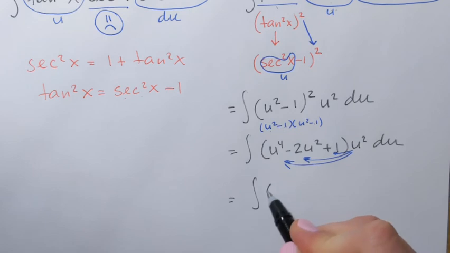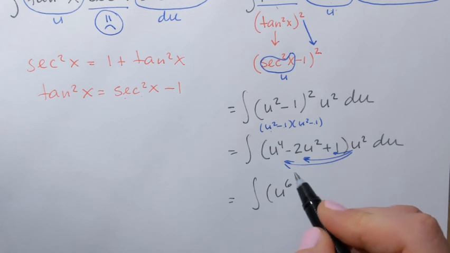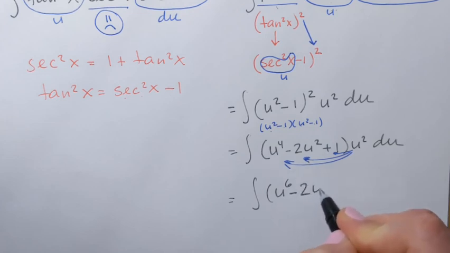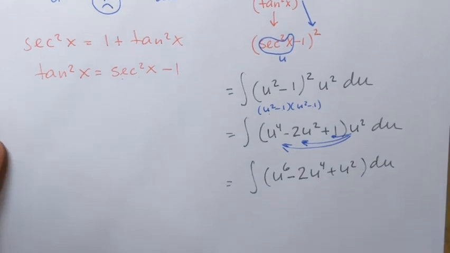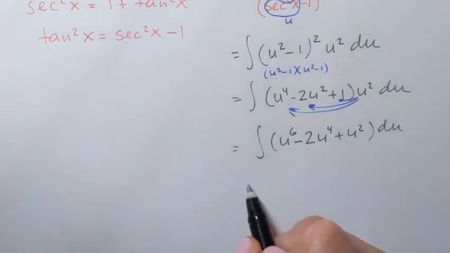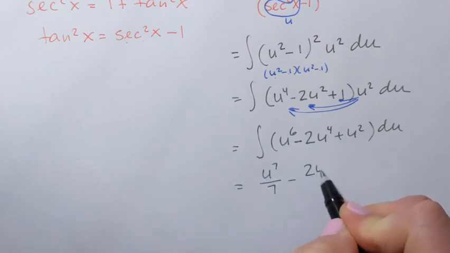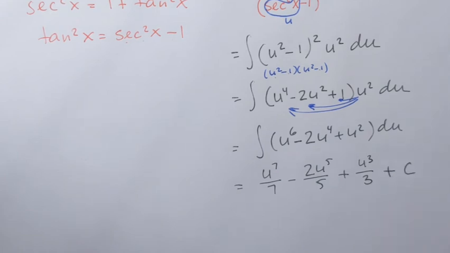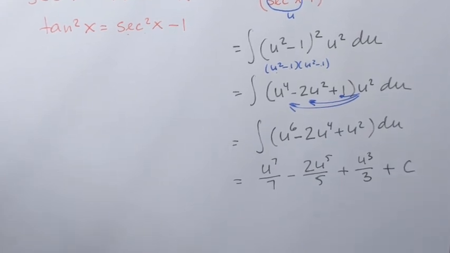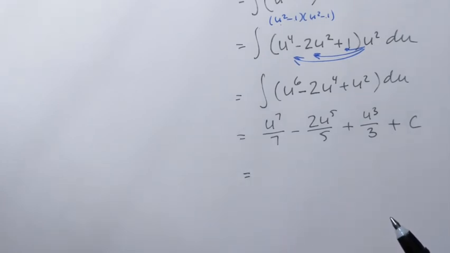So my expression is u to the sixth power. Remember, when I multiply, I have to add powers. U to the sixth power minus 2u to the fourth power plus u squared du. And that is a polynomial that I can easily integrate. U to the seventh power over 7 minus 2u to the fifth power over 5 plus u cubed over 3 plus c.